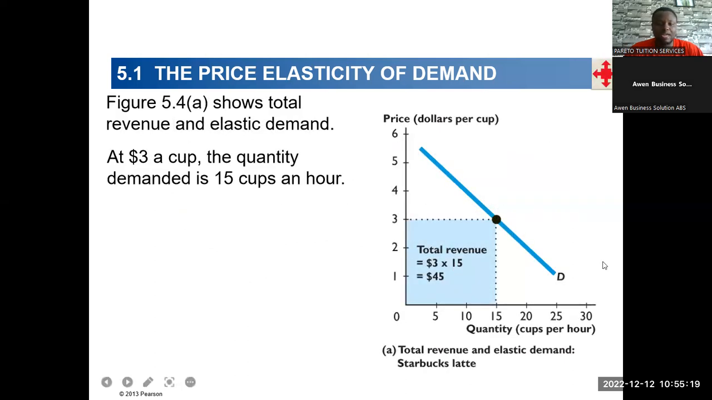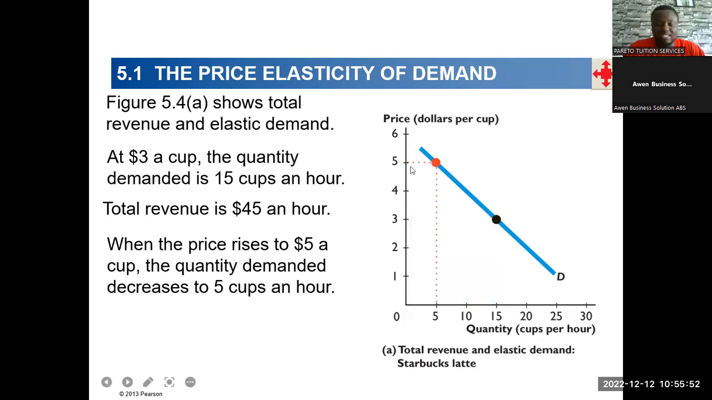So let's look at the total revenue test. Now, initially, the price of a latte was $3, and the quantity demanded was 15. So if you want to find the total revenue, it will be $3 times 15, which is what? $45, right? $45. This will be the total revenue. Are we together? Yes. Okay.